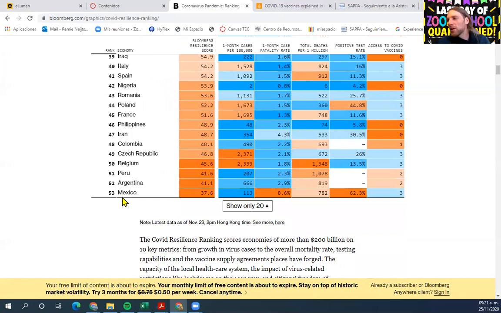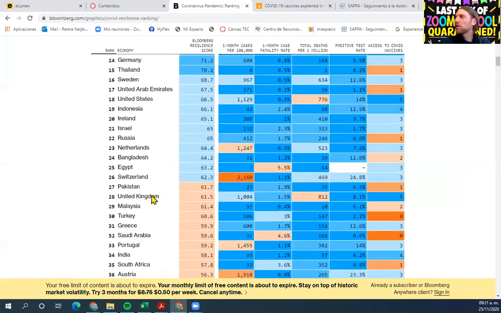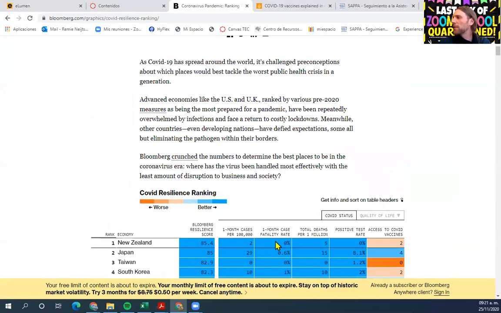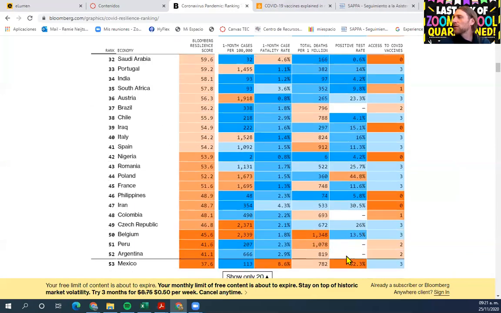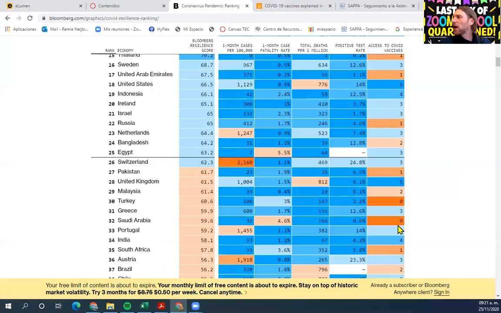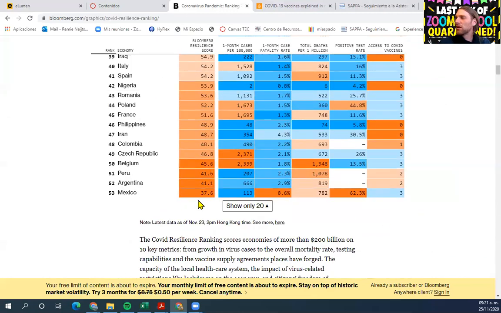So why is Mexico really at the bottom of the list, even more than Belgium? Belgium also has its reasons, because we have a very old population and a very high population density in the cities. So it really doesn't matter the standard of living. But the problem of Mexico is basically that they already had a lot of debts and they don't have good access to the vaccine. That's why it comes in last place.